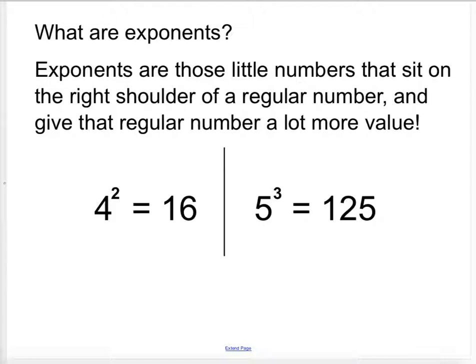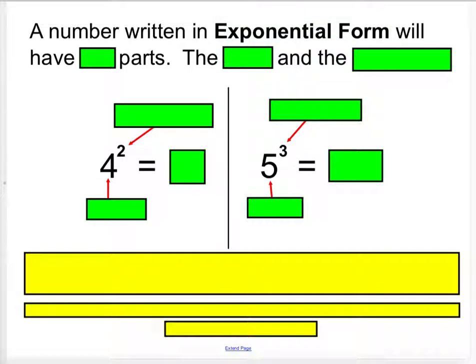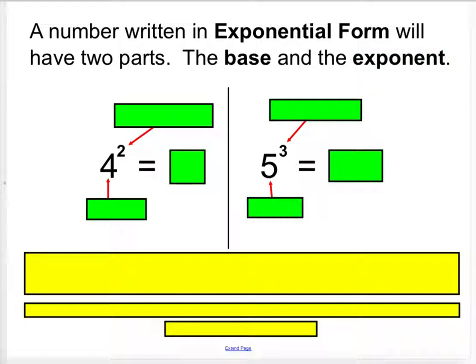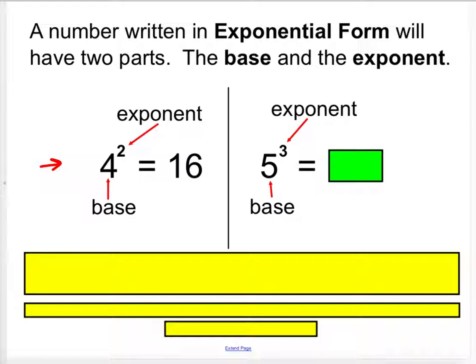All right? But anyways, then we went on to talk about how a number written in exponential form will have two parts, okay? It will have a base and the exponent. So in our example of 4 to the second power, 4 is the base, 2 is the exponent. It has a value of 4 times 4, which is 16. In the other example, 5 to the third, 5 is the base, 3 is the exponent. It has a value of 125. All right? So those are the parts of an exponential form. You have a base and you have an exponent.